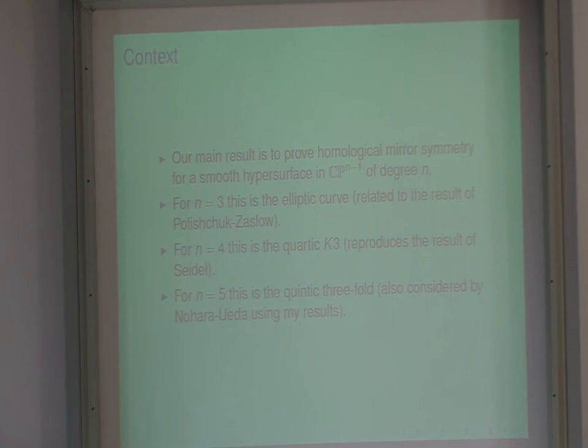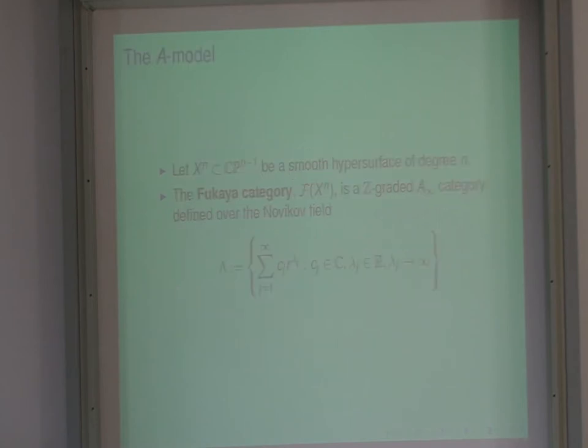And then the case n equals 5 is the quintic threefold, which was the original motivation for studying mirror symmetry. This has also been considered by Nohara and Ueda using my earlier results in this direction. Okay, so let me tell you what the A model is for this mirror symmetry picture. So let X_n be this Calabi-Yau hypersurface in CP^(n-1).